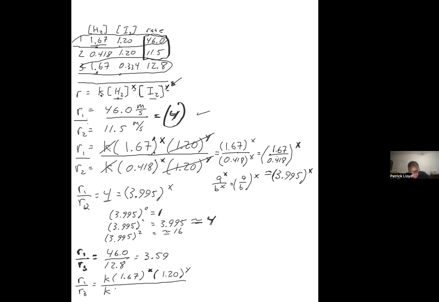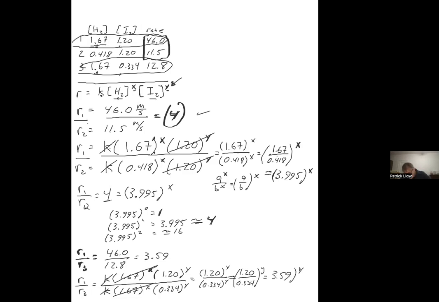And then we're going to do R3. R3 is K times 1.67 to the x times 0.334 to the y. K cancels. 1.67 to the x cancels, right? As long as the base is the same and the exponent's the same, it cancels. So that gives you 1.20 to the y over 0.334 to the y, which is 1.20 over 0.334, to the y. Remember, I'm just going to put it in parentheses now. And if you do that division, you get 3.59.